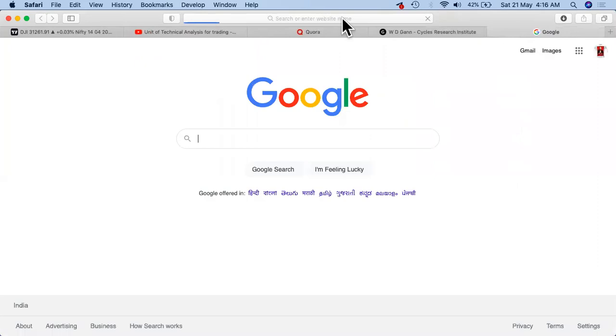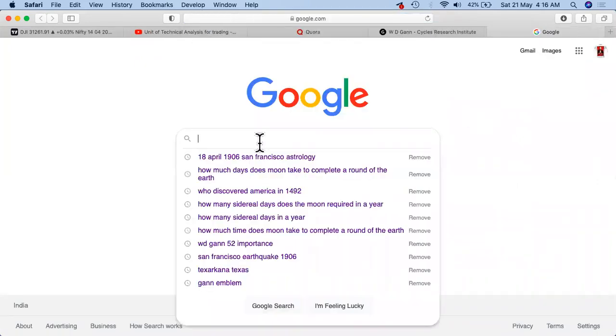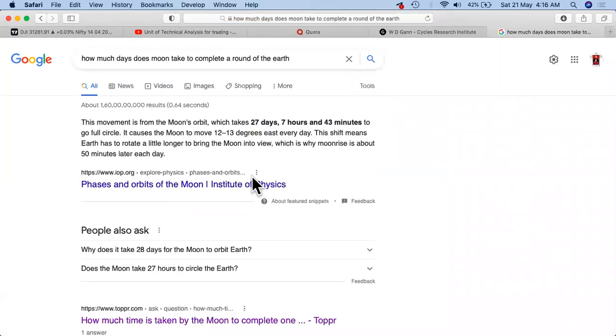So we go to Google. How many days to complete a rotation around earth? Right. So what we come to know is, first thing, this movement is from the moon's orbit, which takes 27 days, 7 hours, and 43 minutes to go full circle. It causes the moon to move 12 to 13 degrees east every day. This shift means Earth has to rotate a little longer to bring the moon into view, which is why moonrise is about 50 minutes later each day.